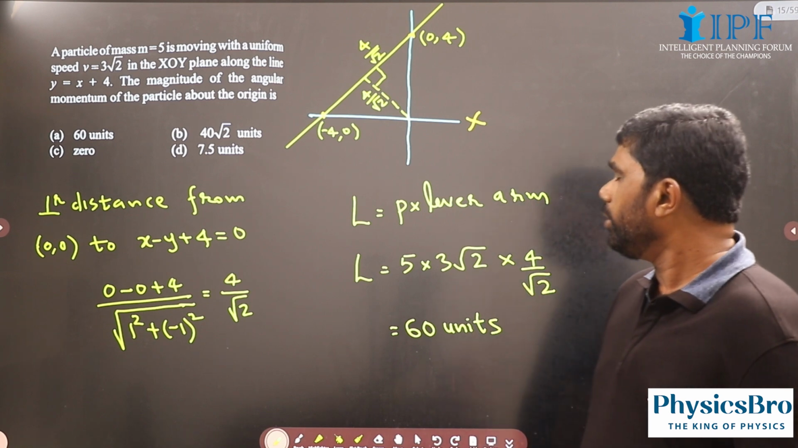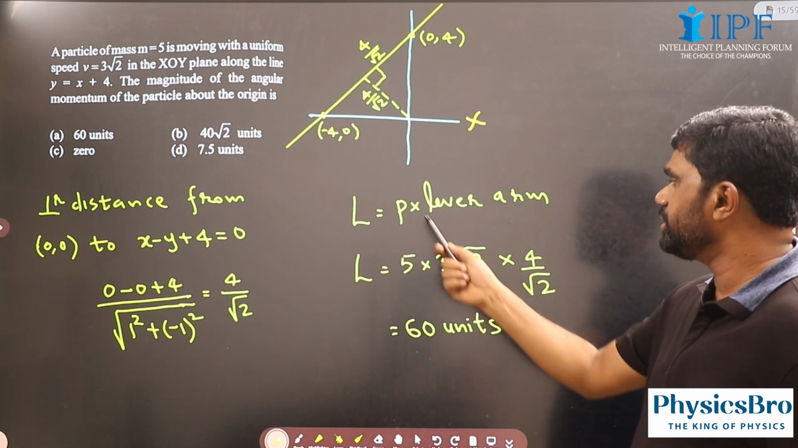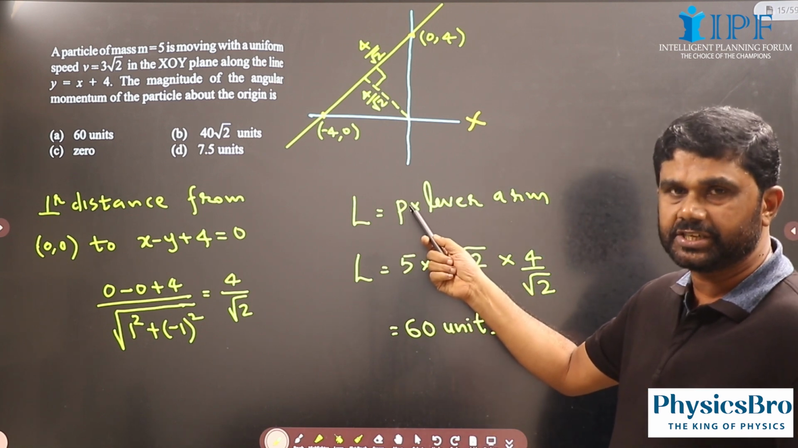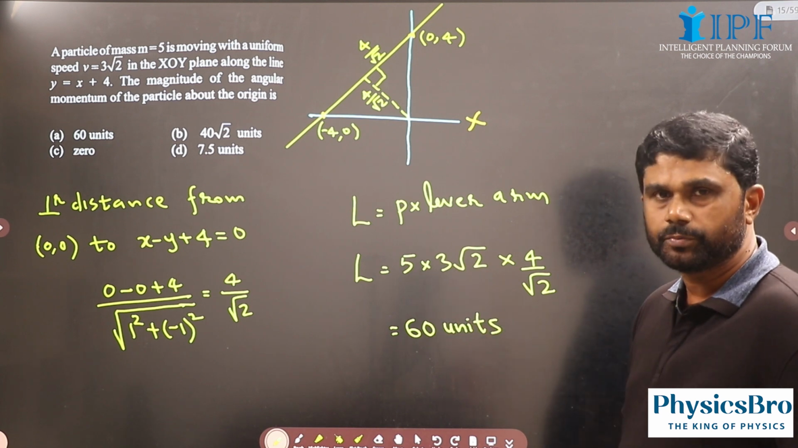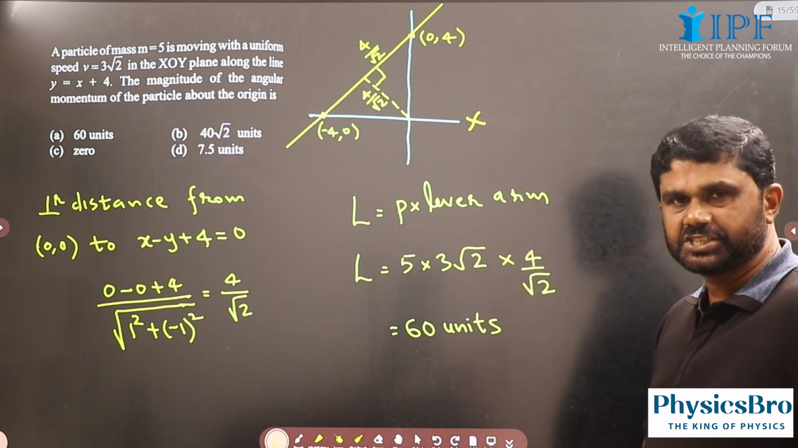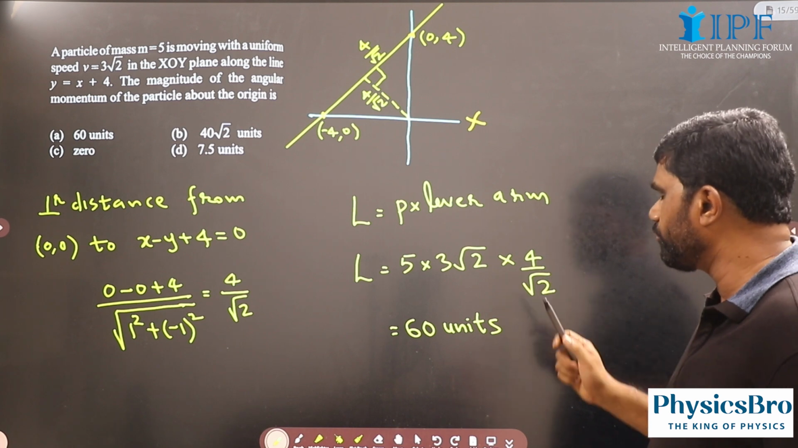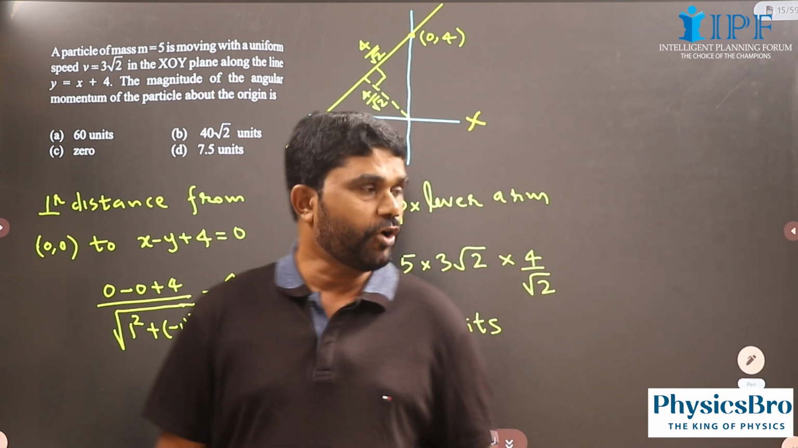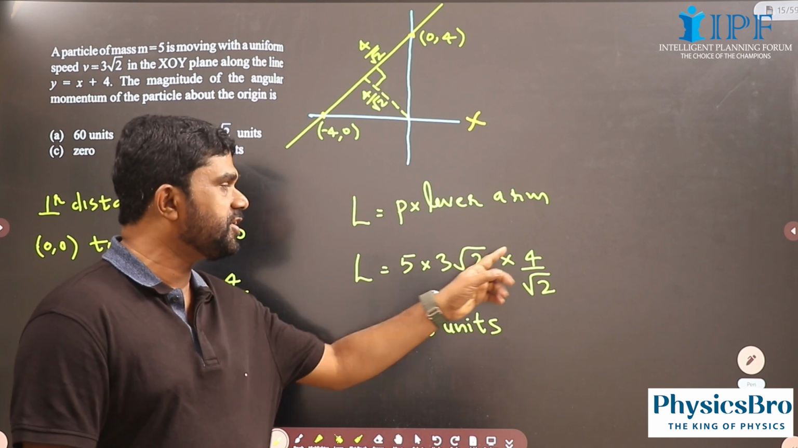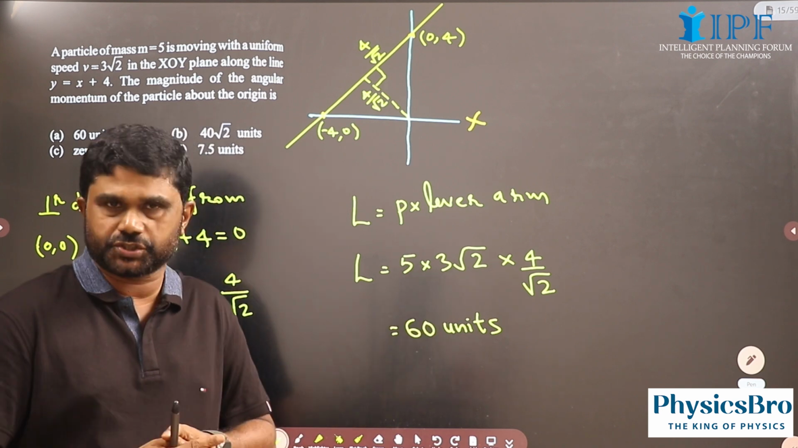Okay, now let us find the angular momentum, that is P means mass into velocity. Linear momentum, mass is 5 units and velocity is 3 root 2. And the lever arm, that is the perpendicular distance that we have got, 4 by root 2. This root 2 and root 2 we can cancel. See what remains, 5 into 3, that is 15 into 4, it will be 60 units.